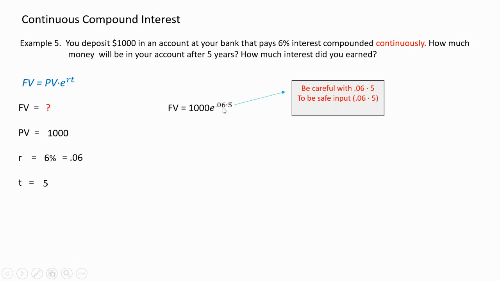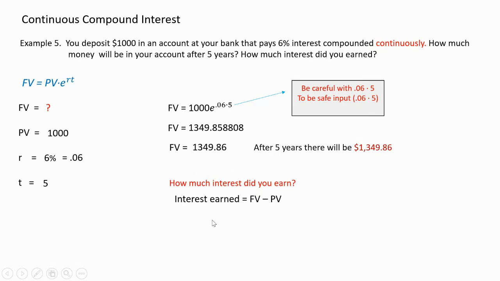I believe the ones that you borrow or rent out from the math labs at the EPCC campuses, you don't have to worry about the parentheses. If you have an older version, make sure that you put the parentheses correctly. Or if you want to play it safe, multiply 0.06 times 5 and then put the power of that. And that way it will eliminate mistakes. But anyway, that's the answer that we get. $1,349.86. So after 5 years, there will be $1,349.86 in the account.